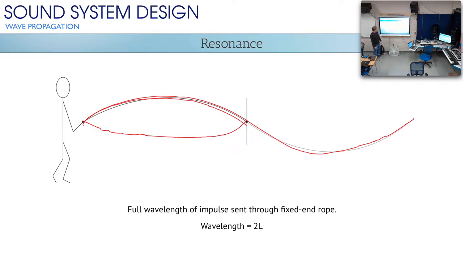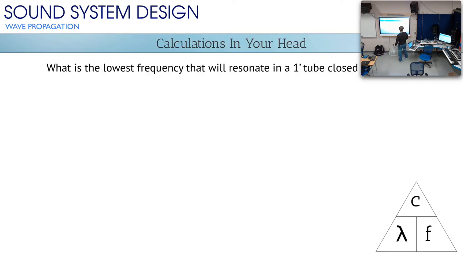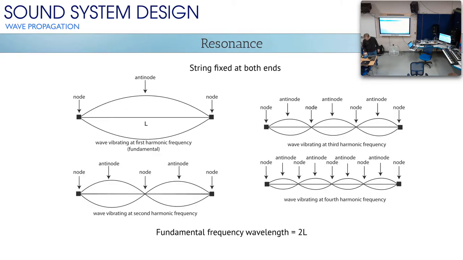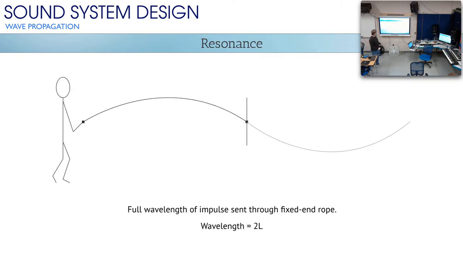Okay, so this is called the fundamental resonant frequency. Whoops, let's go back. What did I do? There we go. Fundamental resonant frequency. In that case, for a string with the ends of the string fixed on each end, the wavelength of that fundamental resonant frequency is twice the length of the string. Okay, that's the important piece.